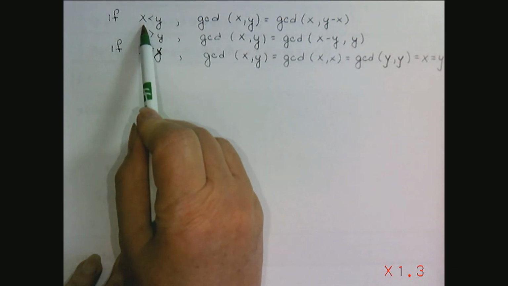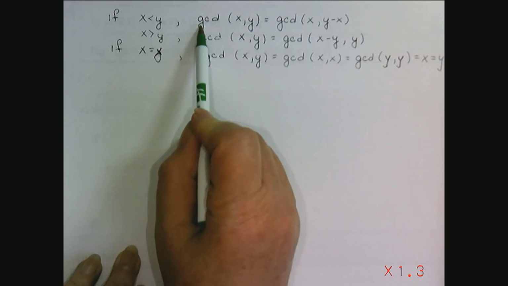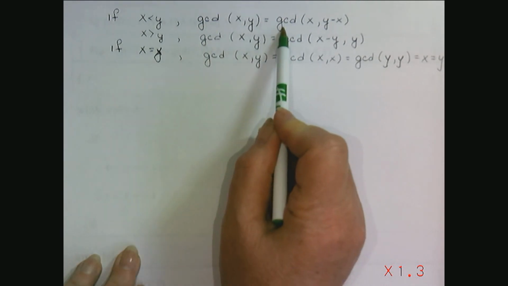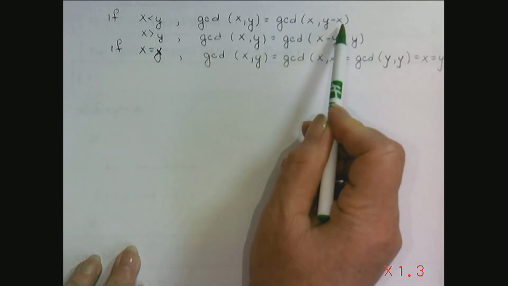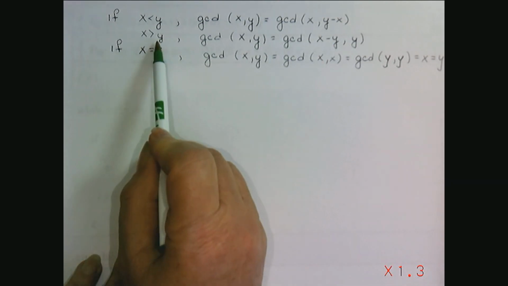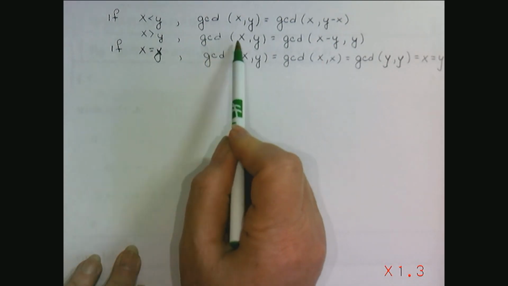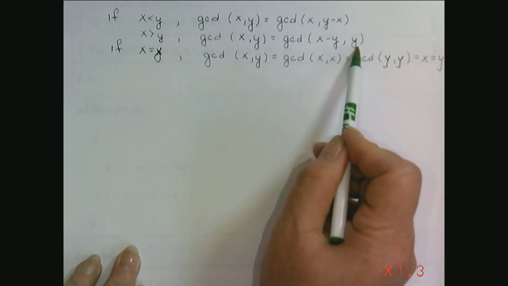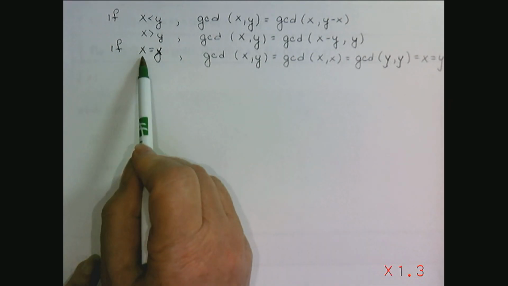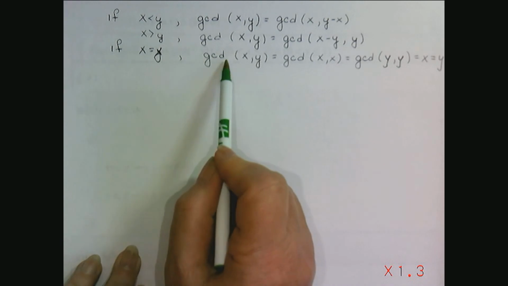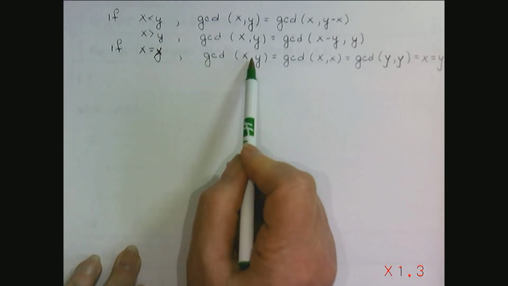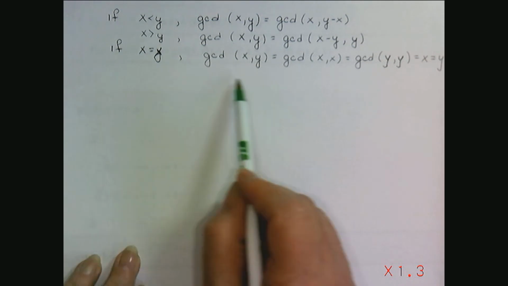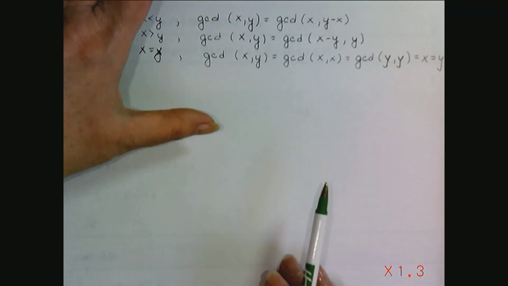But if x is less than y, the greatest common divisor of x and y is the same as the greatest common divisor of x, y minus x. If x is greater than y, the greatest common divisor of x, y is the greatest common divisor of x minus y, y. And if x and y are equal, their greatest common divisor is themselves. So we'll use these laws in order to prove our algorithm correct.